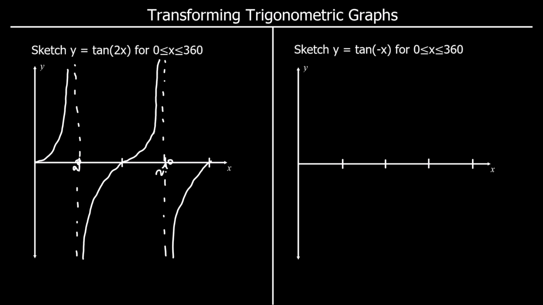So tan 2x, that's the same as y equals f of 2x. The change is inside the bracket. It's changing the x, and it says times 2, so it does the opposite. We are halving all of the x values. So our asymptotes are going to halve. Instead of being at 90, we're going to have 45.